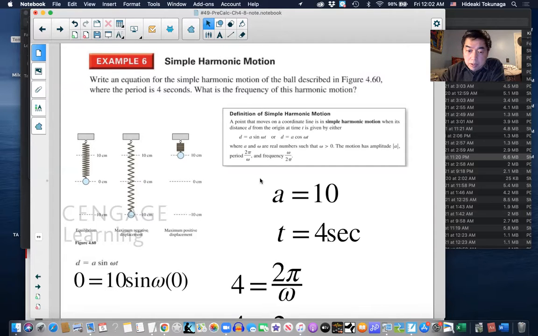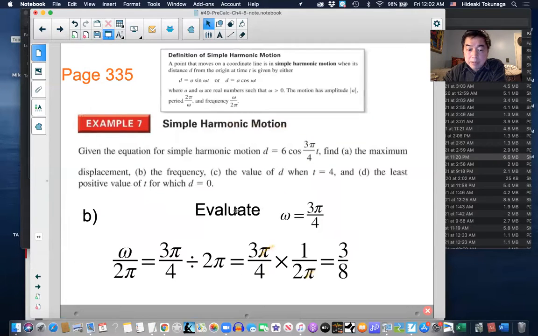So when they ask frequency, it's omega divided by 2 pi. And when they ask the period, 2 pi divided by omega. So those are things you have to remember. And they give you the formula, which is d equals A cosine omega t, or d equals A sine omega t. So if it goes vertical, we use the sine value. And so example 6, we use the sine value. Example 7, we use the cosine value because it's going to be horizontal.